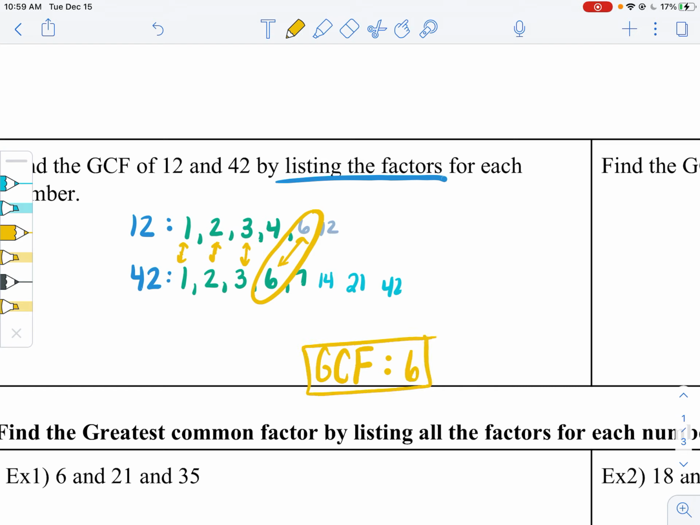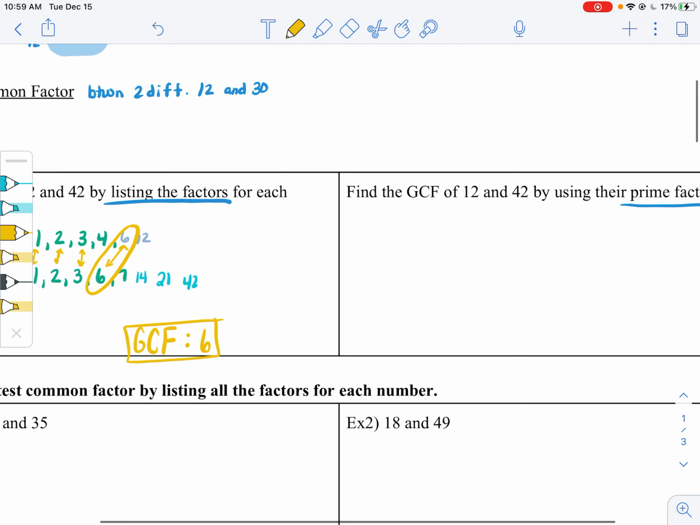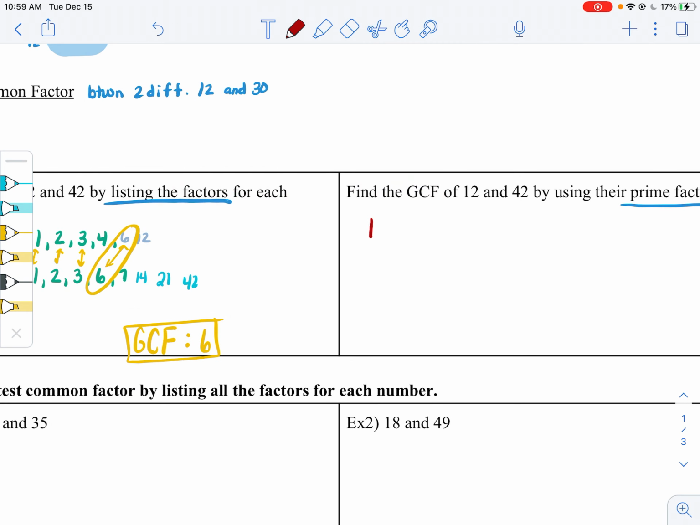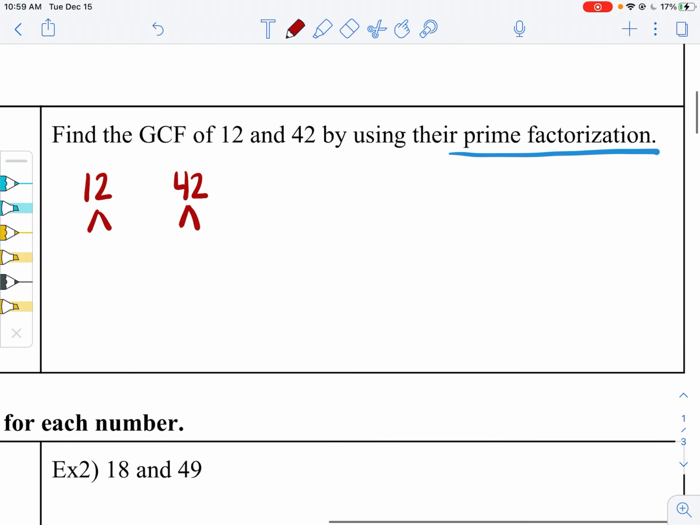Now, the problem that this method poses is, what if I forgot 6 and 42? What if I didn't remember that 6 times 7 was 42 and I forgot both of those numbers? Then I'm not going to get the greatest common factor. So the method that I like better is using the prime factorization. Also, I think it's fun to do the factor trees. So we're going to break down 12 and we're going to break down 42. And I'm going to show you how we're going to use the prime factorization to get the greatest common factor.